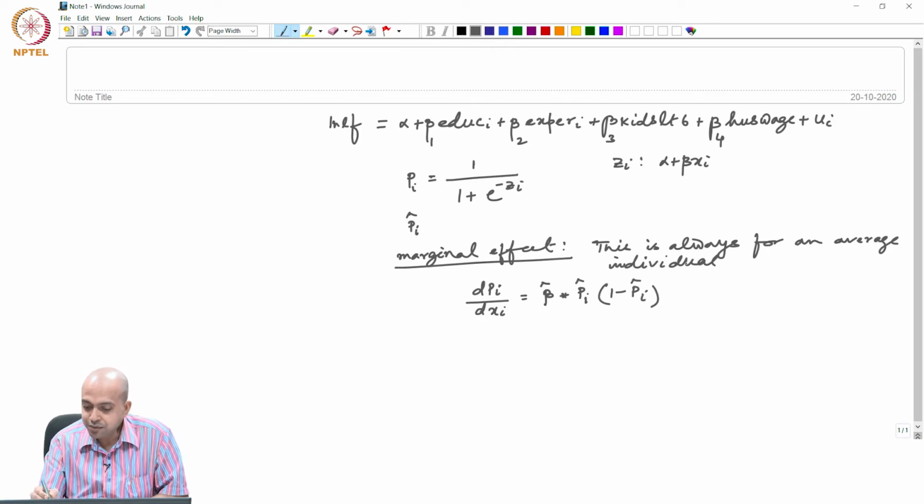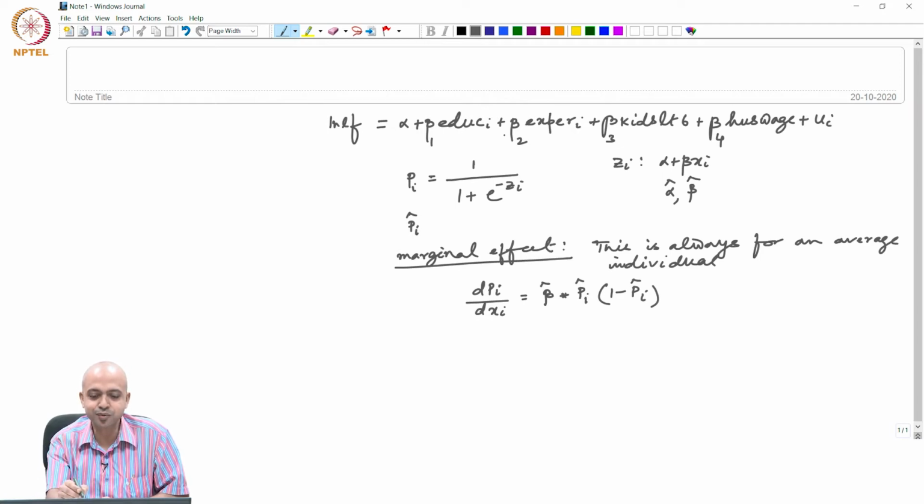Now, why am I saying that the marginal effect concept is only for the average individual? Because how will you calculate pi hat? To get pi hat, you must specify some xi, because from this model you will get alpha hat and beta hat. Once you know your alpha hat and beta hat, you must plug in some value for x to get your pi hat. And what value of x will you put? The average value of x.